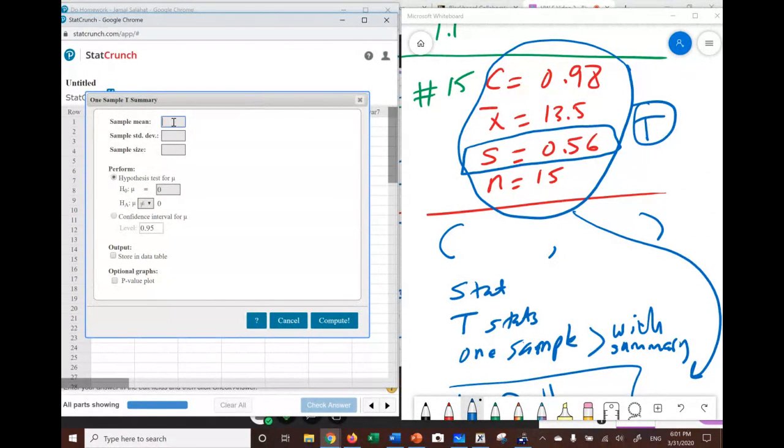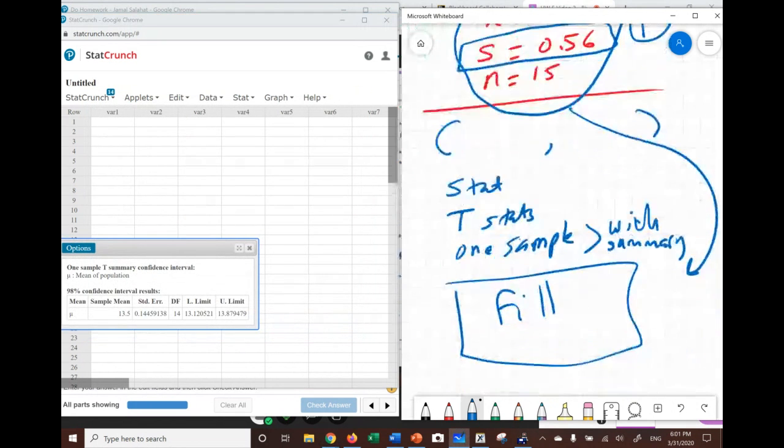What does the sample mean? It is 13.5. That is X bar. Sample mean is always X bar. And they ask what's the sample standard deviation in this case, which is 0.56. And they ask us what's the sample size, which we said is 15, which is N. And after that, they want us to build an interval with 98% confidence. So we go back, change the confidence to 98. That is the summary that I filled in, and that is the interval that I am getting.